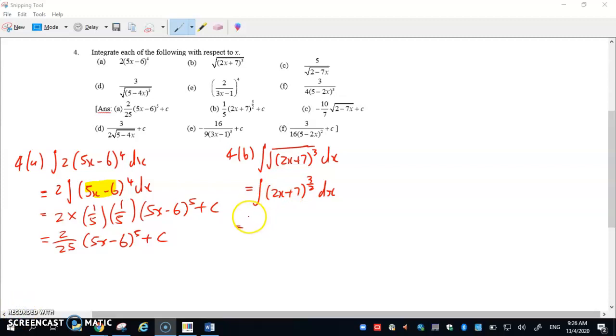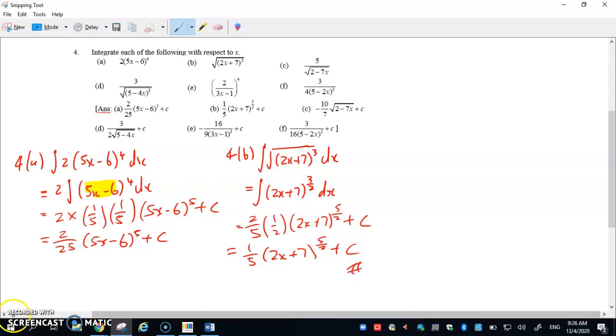You get 2 over 5 times half, and (2x + 7)^(5/2) plus c. The final answer is 1 over 5 (2x + 7)^(5/2) plus c. And that's your final answer.